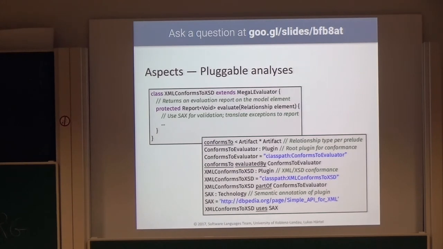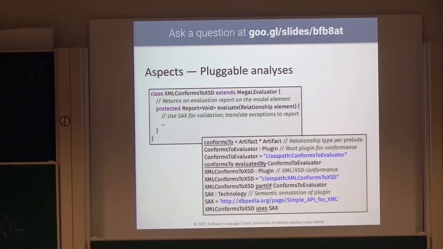An actual example of this is also in the paper. You can see the XML conforms to the XSD, and we extend it from the class, and we let it return a report, with the optional type, where they can supply it with tags or annotations. And we get the relationship element, and basically we can do whatever we want with it. Also in the evaluation where you plug in analysis, what you would do is take the binding, so the actual artifact that is on the system, and read it in some way. This is also part of the paper.